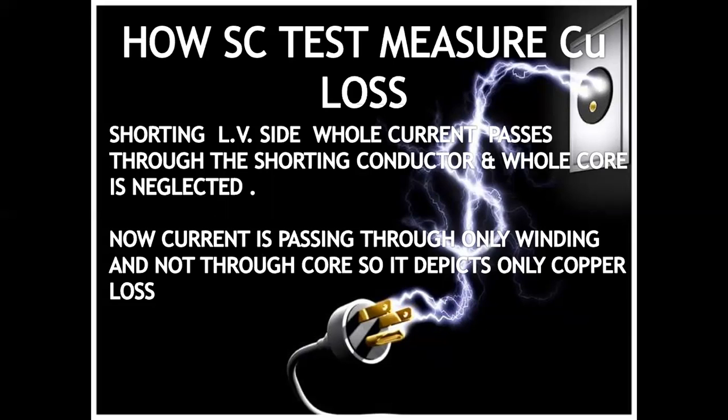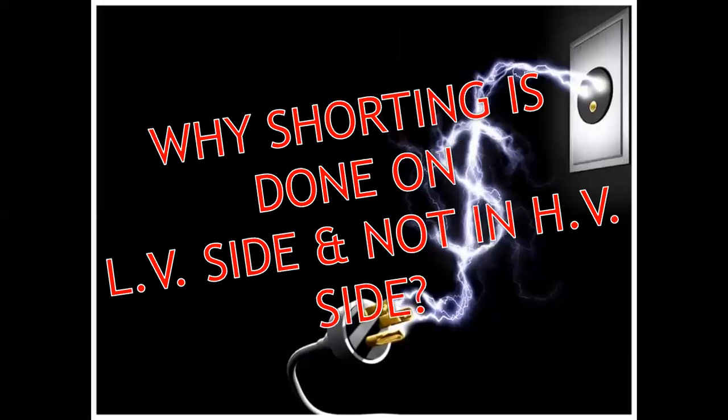With the concept of a short circuit, the portion that we have short circuited allows most of the current to flow through that short circuit path. We are neglecting the core, which means we are neglecting the concept of core loss or iron loss. Now, the current is passing only through the winding and not through the core, so it only detects the copper loss, because it is passing through the winding, not through the core.